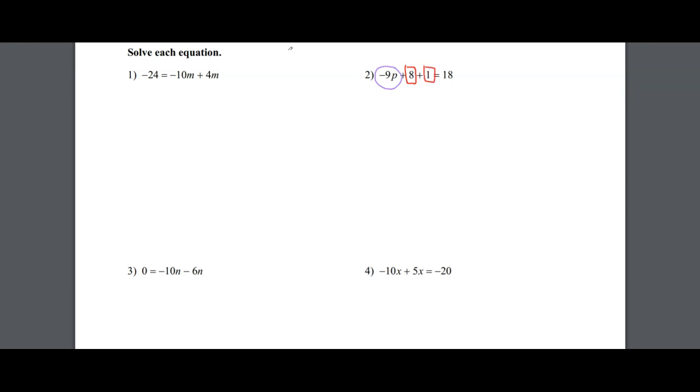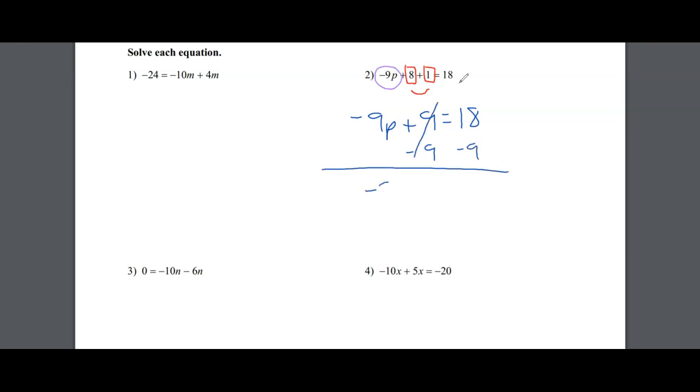So sometimes this helps when you're first learning about combining like terms. I'm just doing circles around the p terms and squares around the number terms. If you want to do different colors, that's also fine as well. So I can combine my 2 squares because they're the same type of term. They're both just numbers. So I'm going to get negative 9p plus 9 is equal to 18. Okay. Now I can start using my inverse operations. I'm going to subtract 9 from both sides.